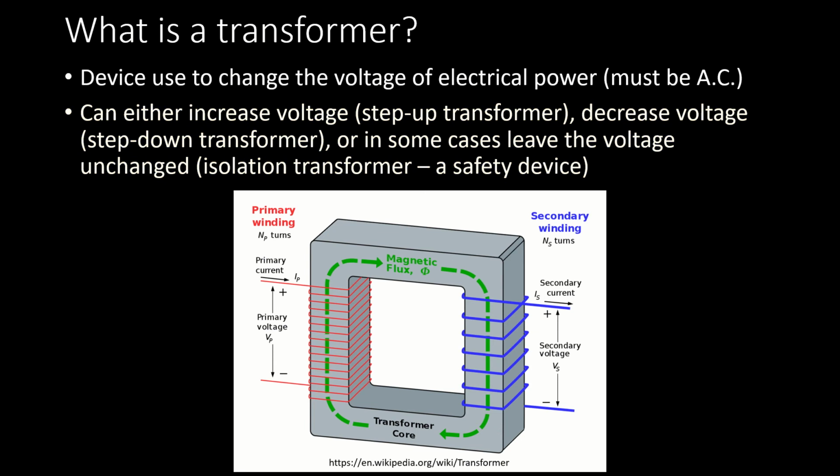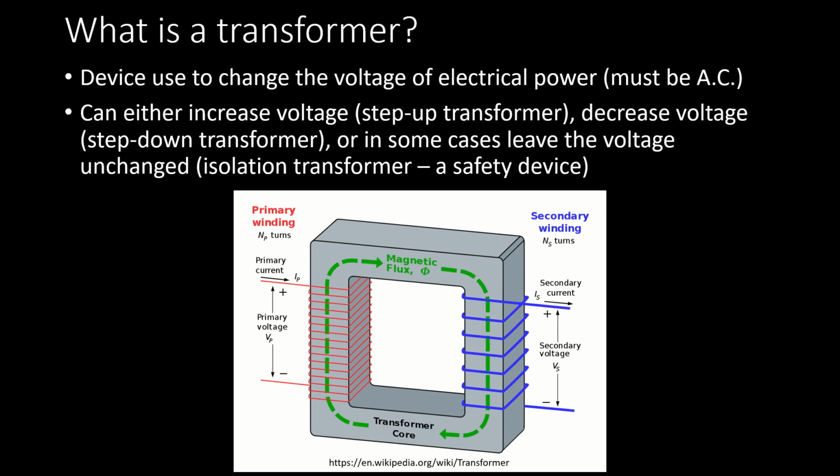So this is the typical sort of diagram of a transformer. You've got a transformer core, which is made of iron. It's usually laminated iron, so it's not one solid chunk. It's lots of thin sheets glued together. And around one side you have a coil of wire wrapped around called the primary coil. That's where you put electricity in. And around the other side you have another coil of wire where the electricity comes out.